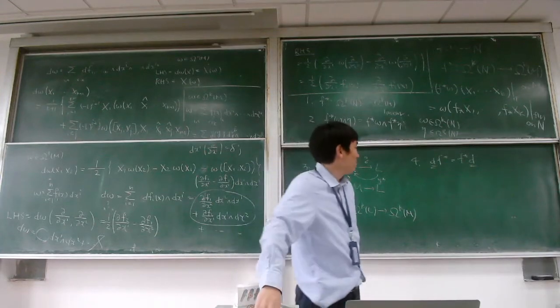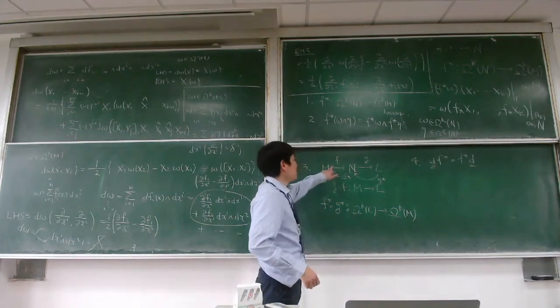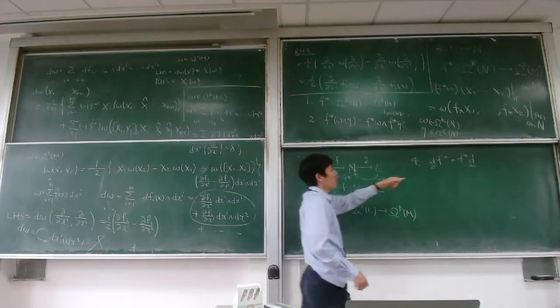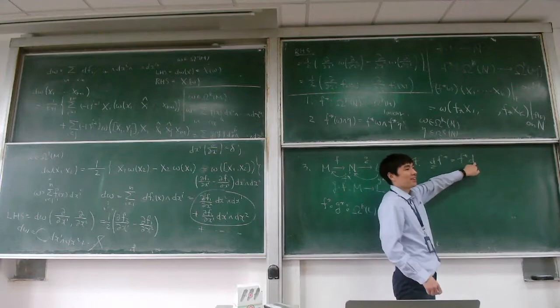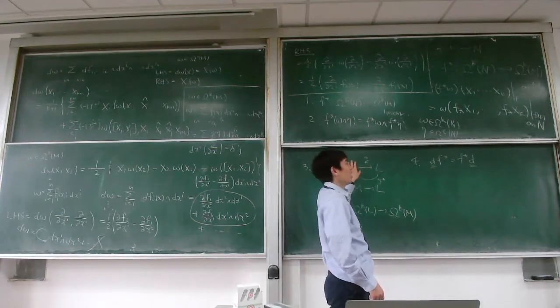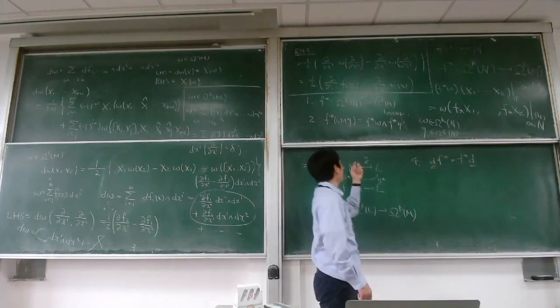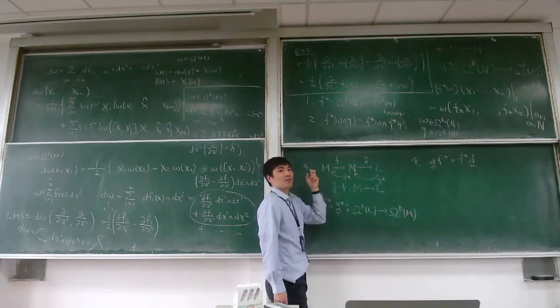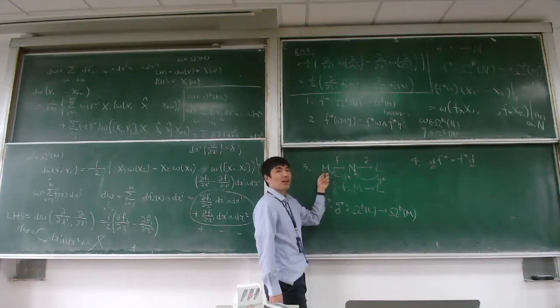So this F star is the pullback, right? Before the pullback, D should act on N. Okay. After the pullback, this D should act on differential forms on N. Okay.